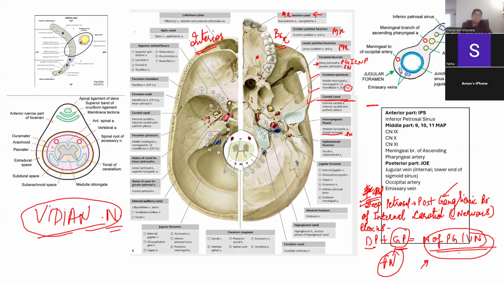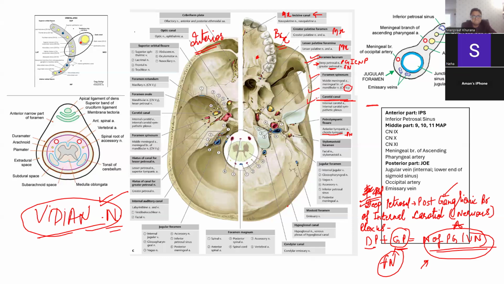So if there is a question asking which nerve the deep petrosal nerve and greater petrosal nerve give rise to, the answer will be the nerve of the pterygoid canal, or Vidian nerve. This Vidian nerve has great importance, passing through the foramen lacerum. So foramen lacerum is associated with the Vidian nerve, the nerve of the pterygoid canal. Sometimes they can ask you questions about the deep petrosal nerve or greater petrosal nerve.